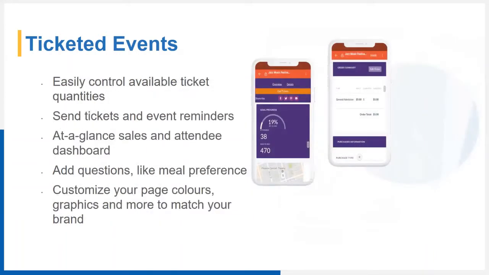You can easily control the quantity of tickets available when you create the tickets for your event, and you can send tickets directly to your attendees and send out event reminders leading up to the day of the event. You can see at-a-glance sales and attendee dashboards as well, and easily add questions for things such as meal preferences if it's an in-person event. You can even put your branding forward by customizing your page colors and the graphics.